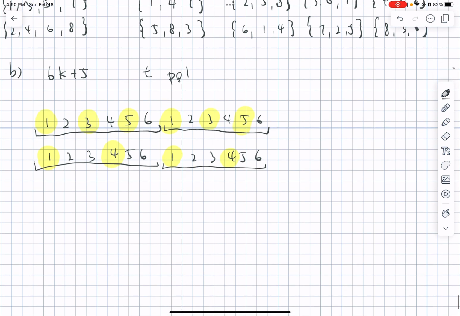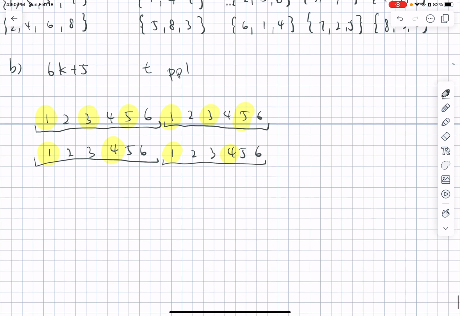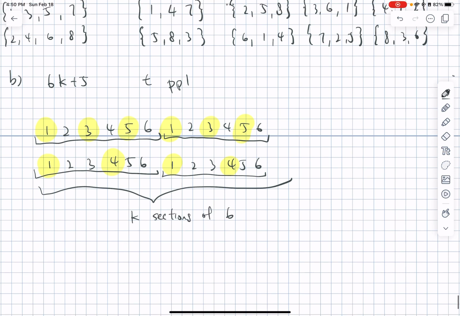So in total, there's going to be 6k plus 5. Each of these is 6 people, so there's going to be k sections of 6. And after that, we're going to have a little block of 5. So 1, 2, 3, 4, 5.